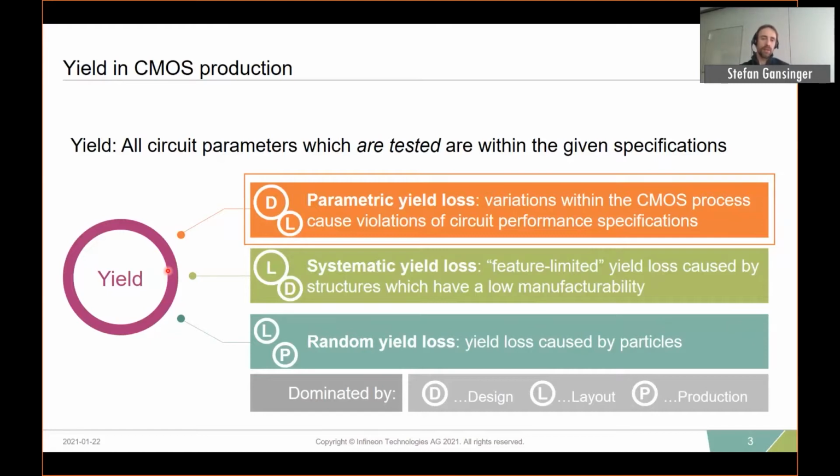For the latter two, so the systematic yield loss and the random yield loss, we cannot do much in design, but for the parametric yield loss, we can do many things. That's why I want to present this topic today.